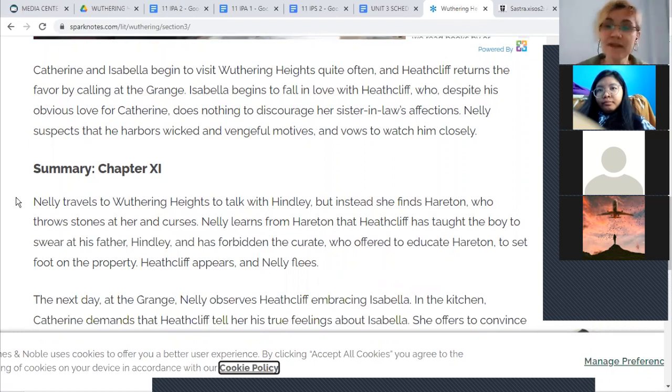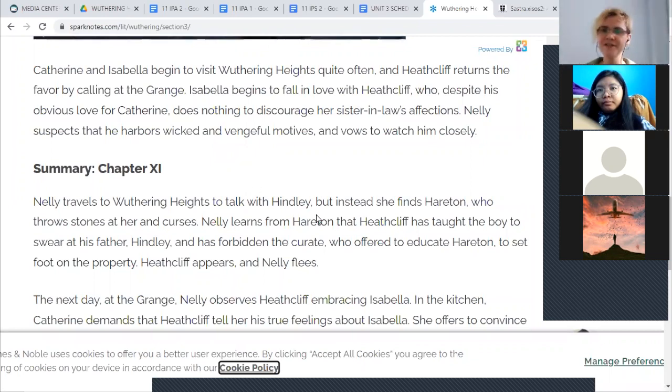Remember, Heathcliff only came back to take revenge on everybody because he was hurt by Hindley, how he treated him and made him into a servant, and then hurt by Catherine because Catherine didn't marry him but married Edgar. So he really comes back for revenge. Now, Catherine and Isabella, remember, Isabella is Edgar's little sister, the Lintons' daughter. They visit Wuthering Heights a lot. And once they visit a lot, Isabella begins to fall in love with Heathcliff, even though Isabella knows that Heathcliff still loves Catherine, she still wants to be with him. So that's how it continues in the story.